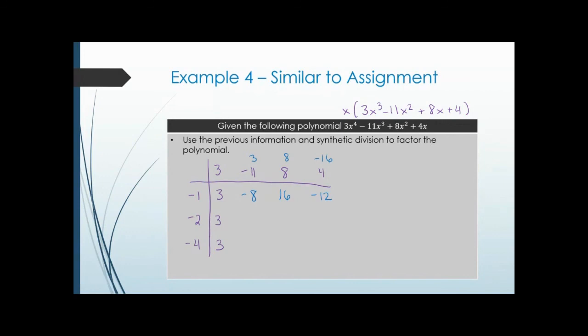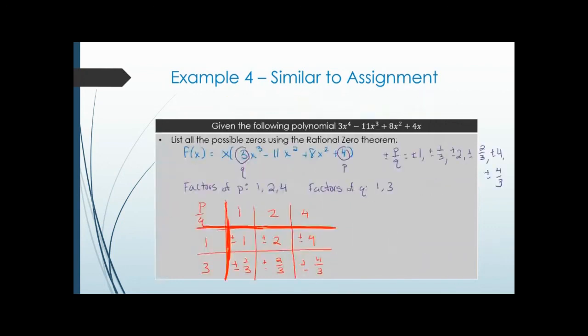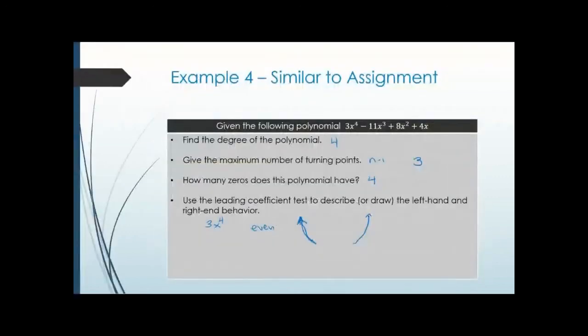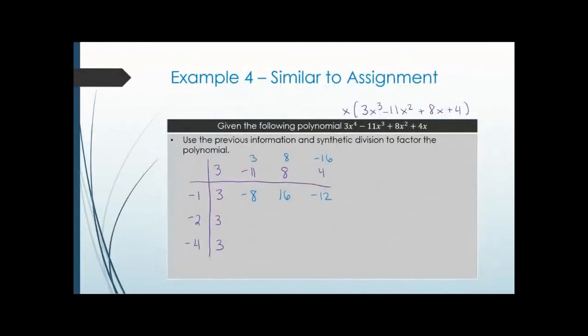Now notice that I alternate signs here. I have 3, -8, 16, -12. So if we go back to the upper and lower bound rules, if c is less than 0, so this is number 2, so I use -1, and the numbers in the last row are alternately positive and negative, so that's what we just had, then c is a lower bound. So what that means, if I go back, is since I tried a negative and these alternating signs, then I don't have a 0 smaller than -1. So I don't want to try -2 and -4. I can rule those out.